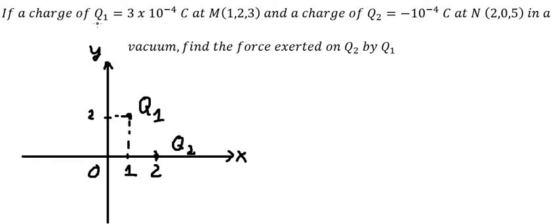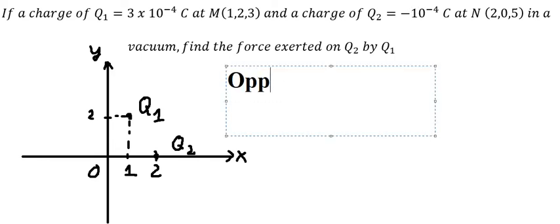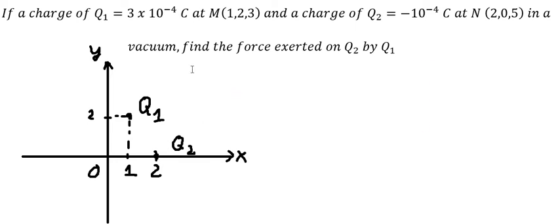So we see that Q1 is positive and Q2 is negative. That means they are opposite, so they will attract together. So that means we draw the line between Q1 and Q2 in here. They will go in this way. And the points here are point M and point N.